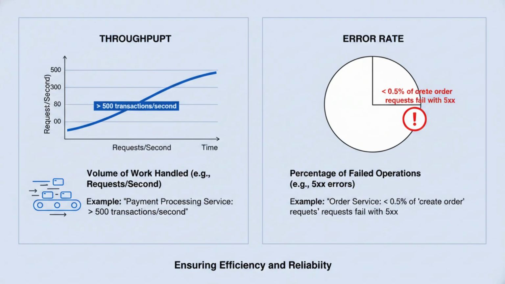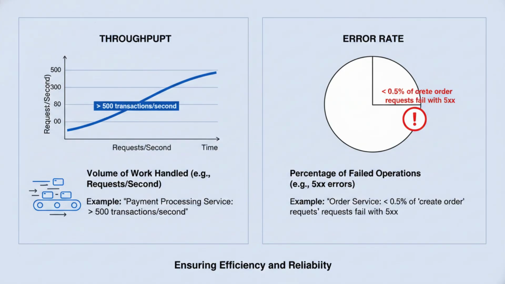Throughput measures the volume of work a service can handle, often expressed as requests per second (RPS), transactions per minute, or messages processed per hour. For instance, a payment processing service might have an SLI to handle at least 500 transactions per second during peak hours. This ensures that the service can scale to meet demand without becoming a bottleneck. Monitoring throughput helps identify if a service is under-provisioned or if there's a sudden drop in expected traffic, which could indicate an upstream issue. On the flip side, error rate is a direct indicator of reliability.